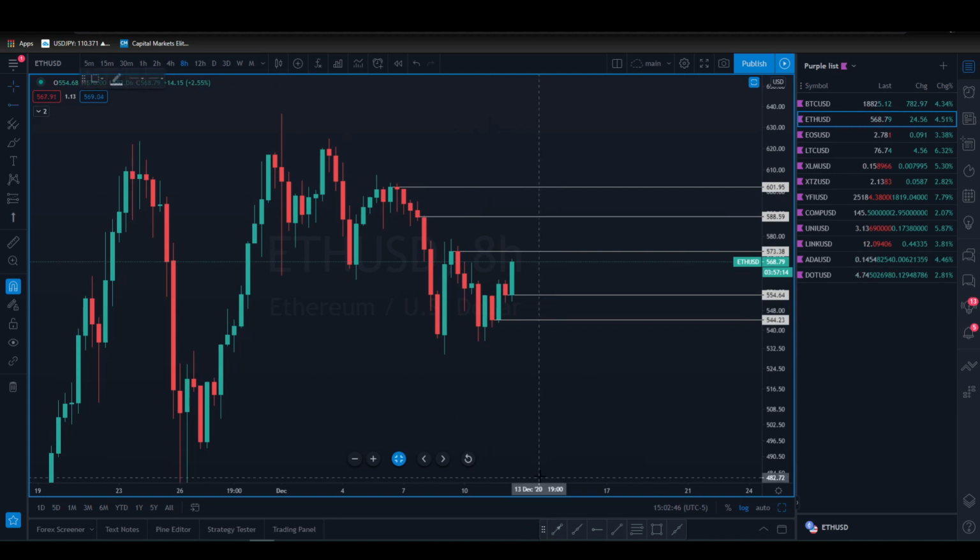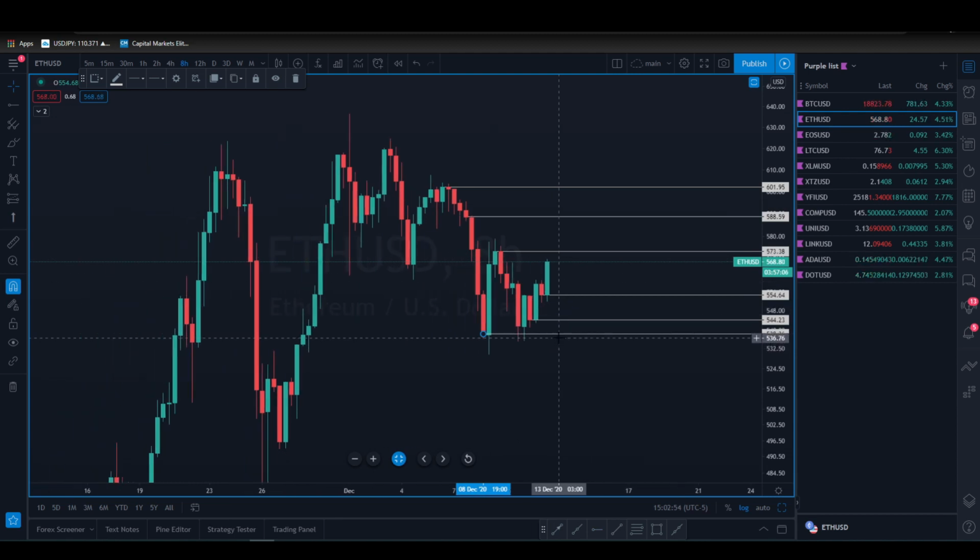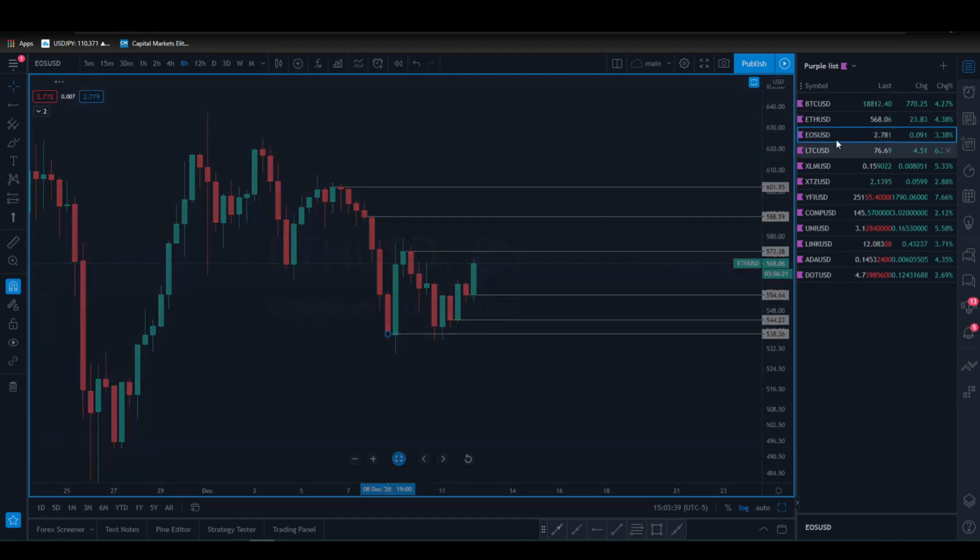Here's the areas we're going to be watching. Obviously, you do not want to see a close below this down close candle here, because if you get that on an 8-hour or daily closing basis, you're heading lower. Okay, you're going to head lower. EOS.